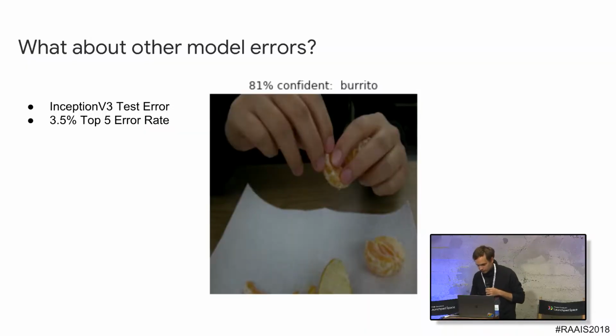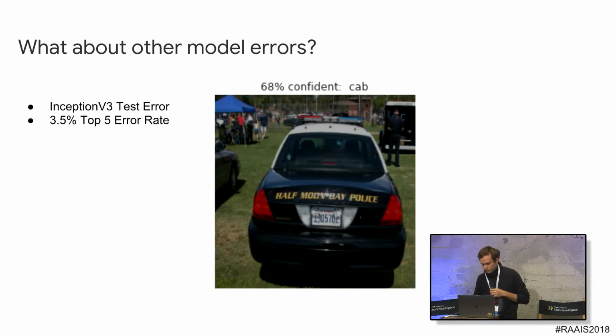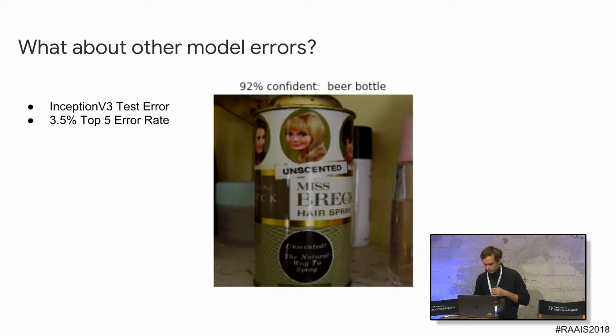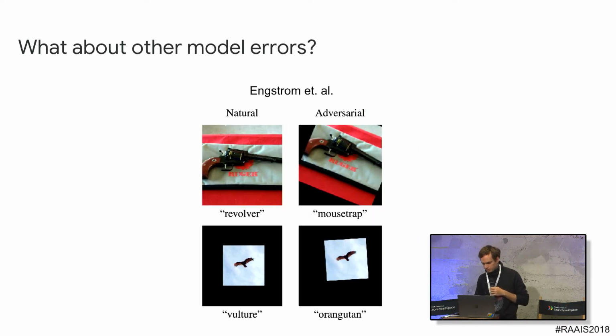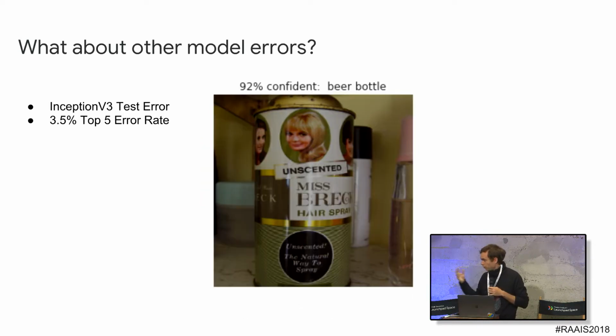Here is a picture that the model is very confident is a burrito. And I think we can all agree that there's no burrito in this picture. Here's a picture of a police car. The model is very confident it's a taxi cab. This is a hairspray can the model thinks is a beer bottle. And these images were not adversarially modified at all. You just sample images at random, and you will see errors like this.